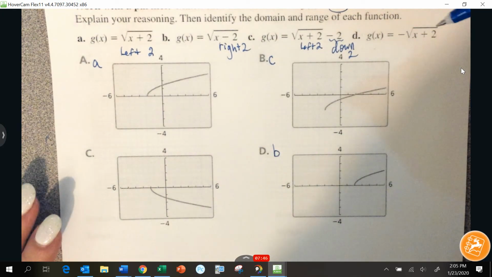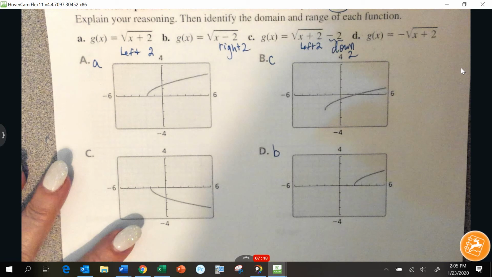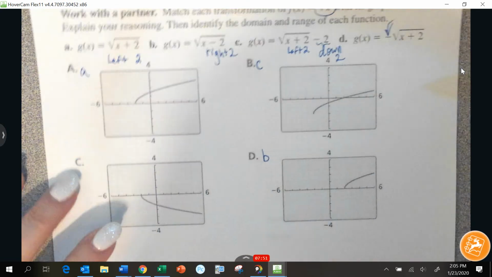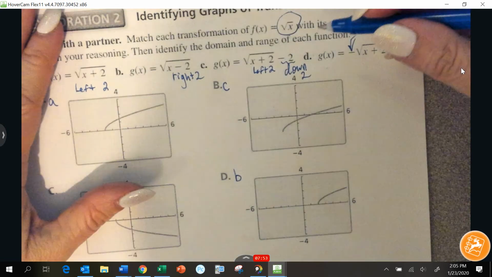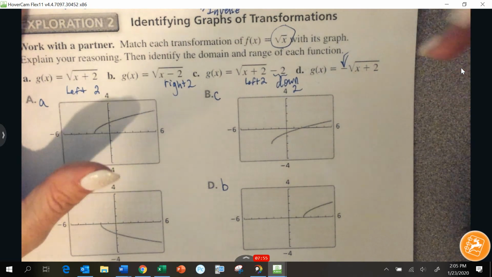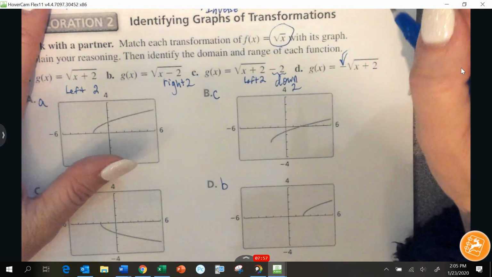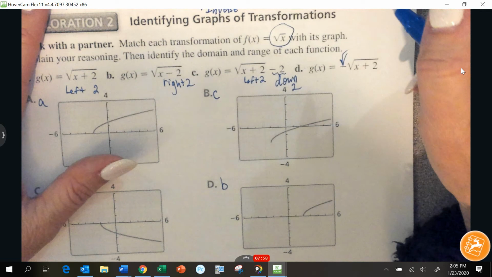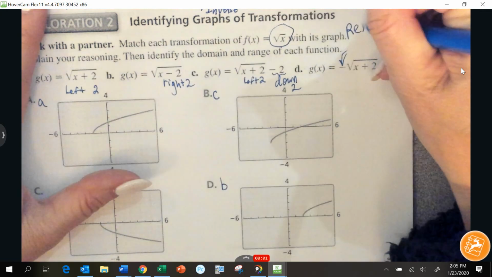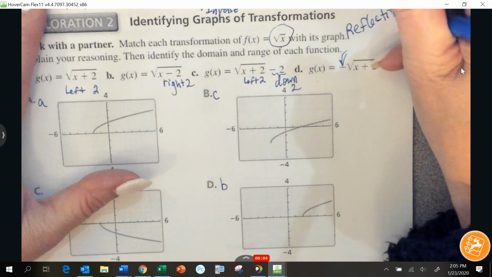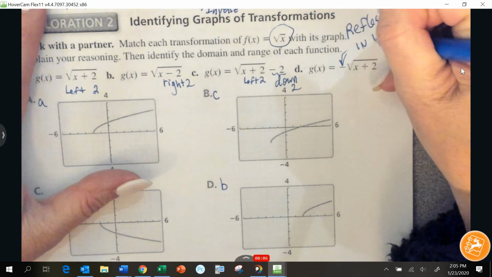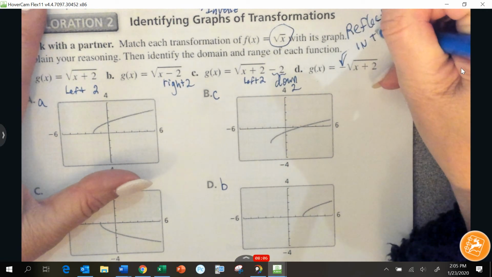And then question D is the negative. Okay, but which reflection is this? In the x-axis. Thank you for saying the correct vocabulary. This is a reflection in the x-axis.